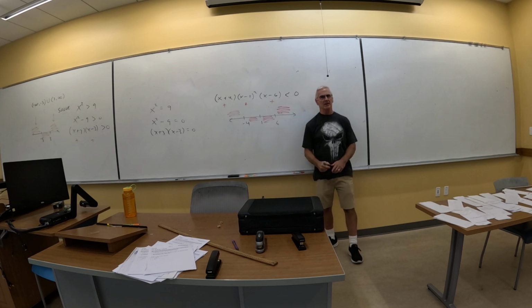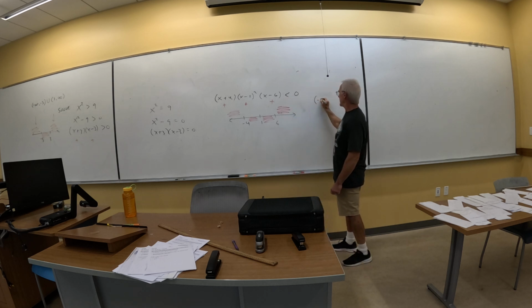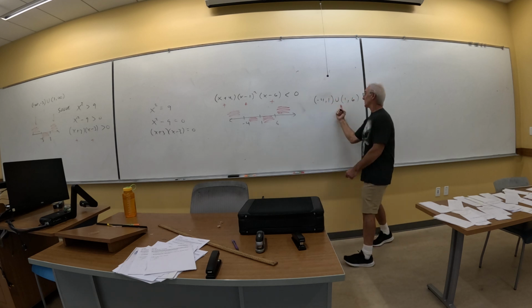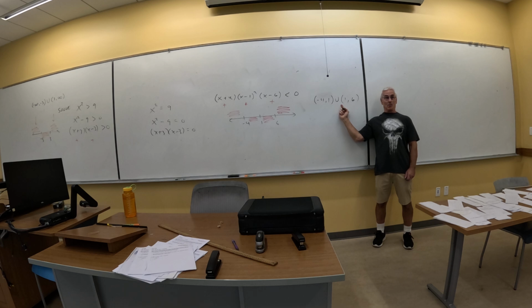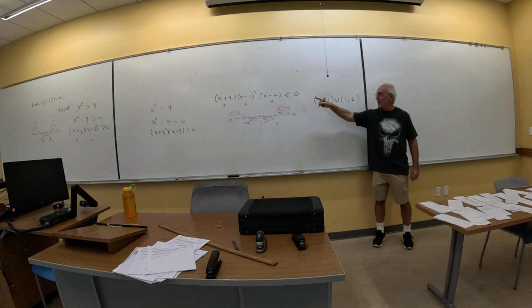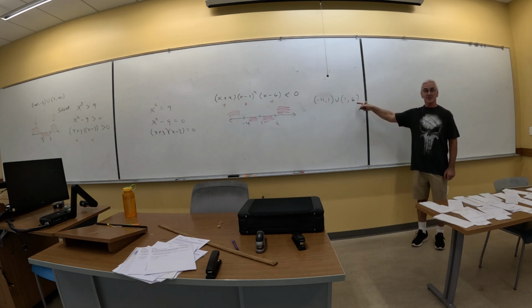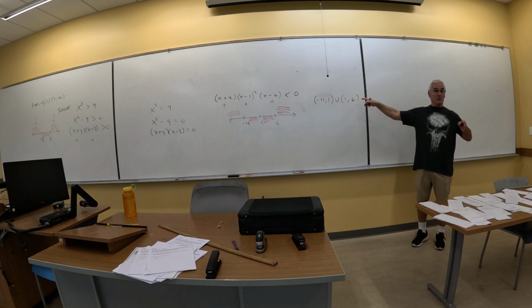So how do I do that? I say negative 4 to 1, 1 to 6. And I am excluding 1 from my answer. 1 is not making this true. Because if I evaluate this at 1, I'll get equals 0. And 0 is not less than 0. Not a trick question, just a little tricky when I'm writing it.